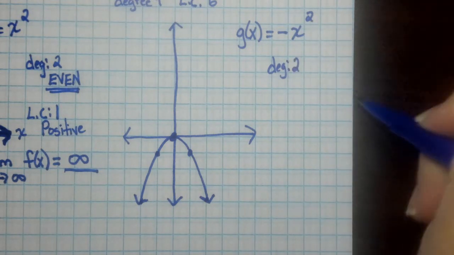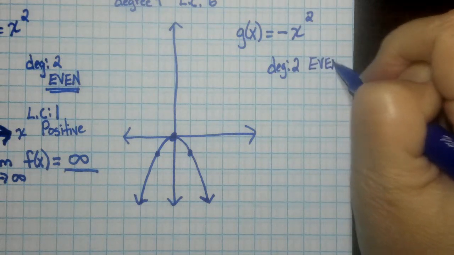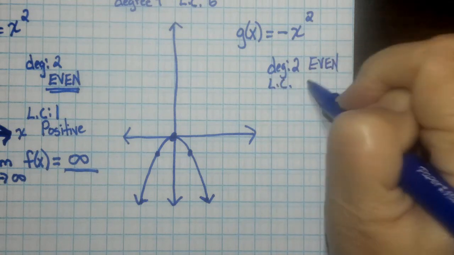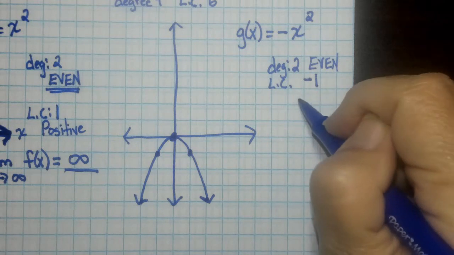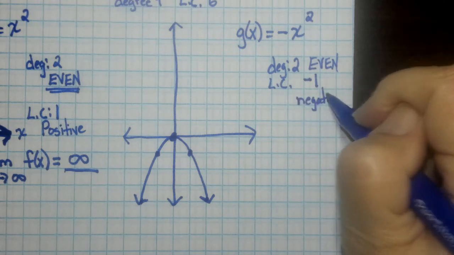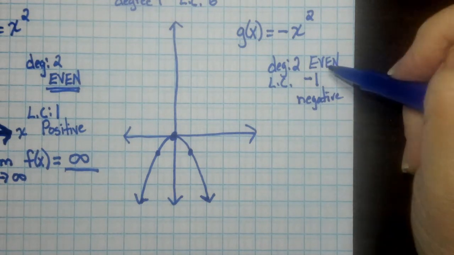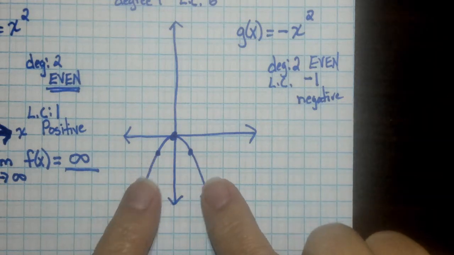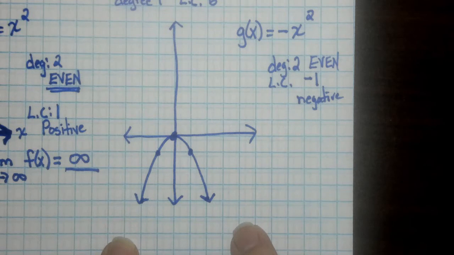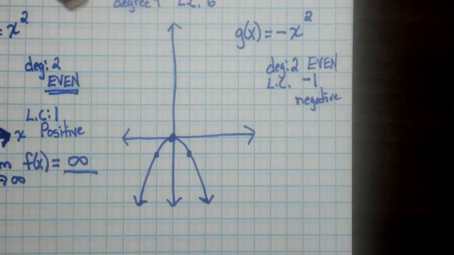Is 2 even or odd? Even. And what's our leading coefficient? -1, which is negative. So anytime you have an even function with a negative leading coefficient, the ends of your function are going to be falling, right? The function's going to be decreasing on the far left and decreasing on the far right.